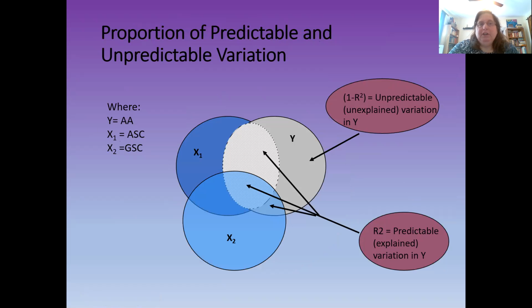I like this one even better. Proportion of predictable and unpredictable variation. So we're going to keep with our example of academic achievement, academic self-concept, and general self-concept. So here's our academic achievement.